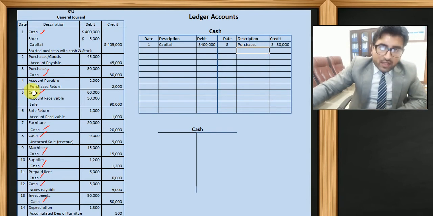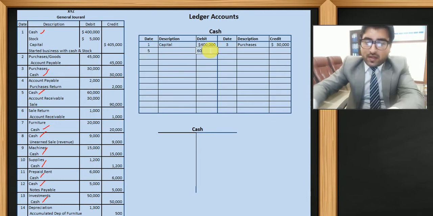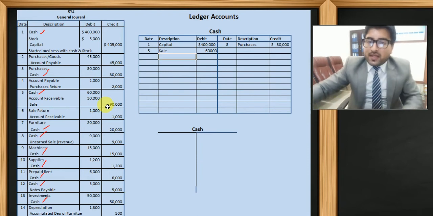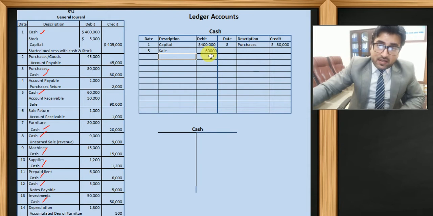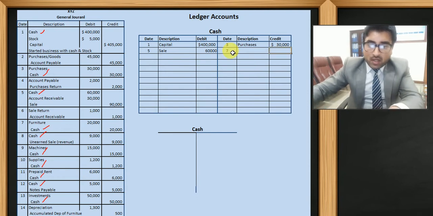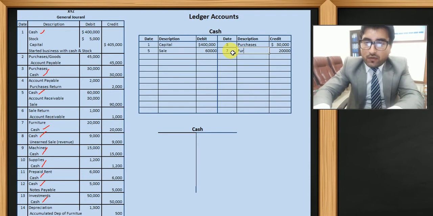Next we have date 5, cash account debited $60,000. And because of what? What is the corresponding entry? Mention it in the reason. Because of sale. You can say cash account debited $60,000, reason is sale. You have done a sale, you have received cash. Next we have date 7, cash credited, how much? $20,000, and this is because of furniture.